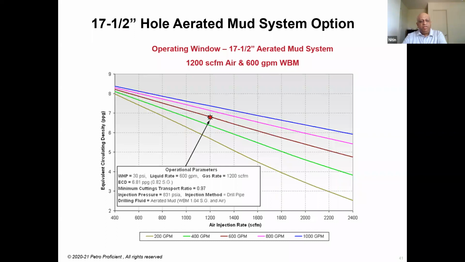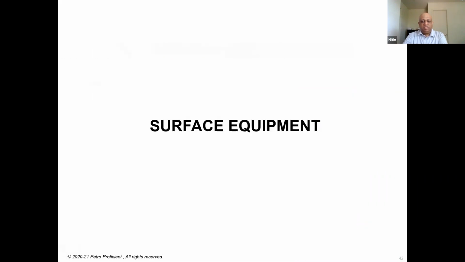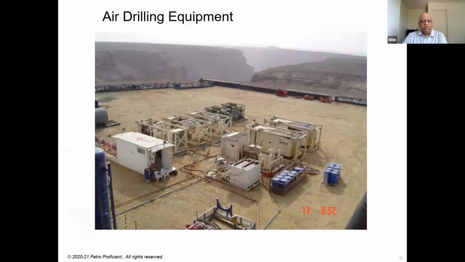After completing the modeling, you get it over here, and you will basically use that for your planning process. So once you establish this, then you know how much air is required and what equipment you would need at surface to achieve that. So this is typically how the surface equipment is. There are a lot of different types of equipment. This is one setup that I wanted to show you as to how it looks on the rig.